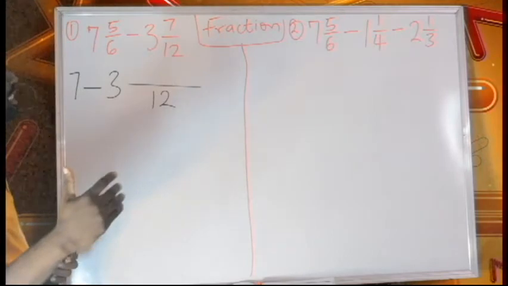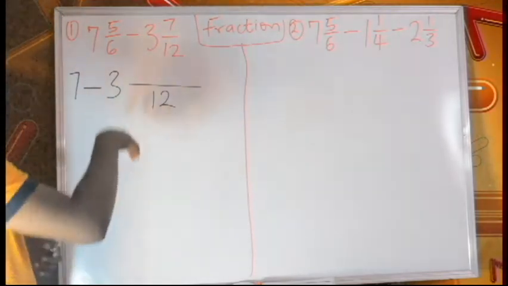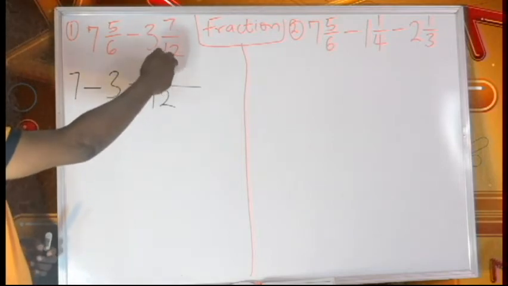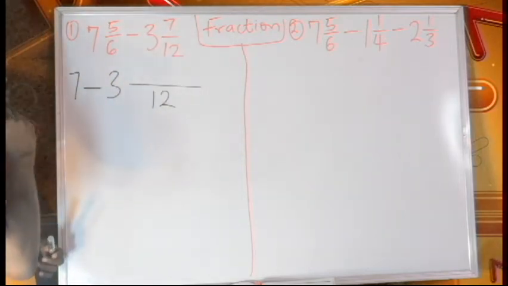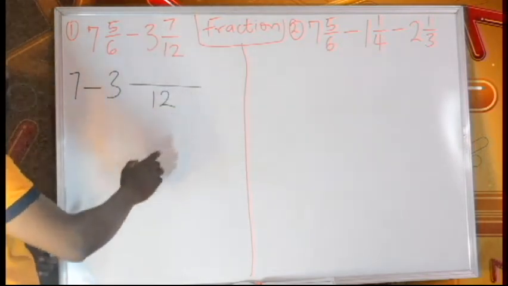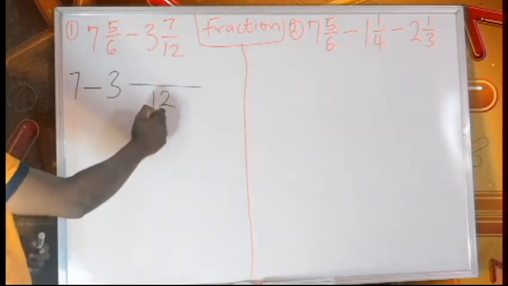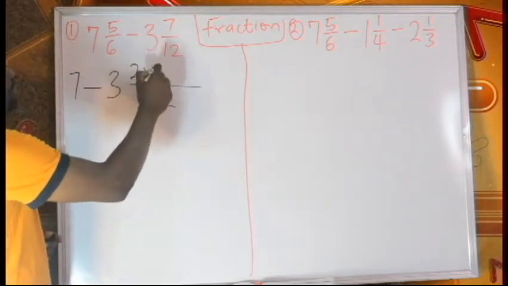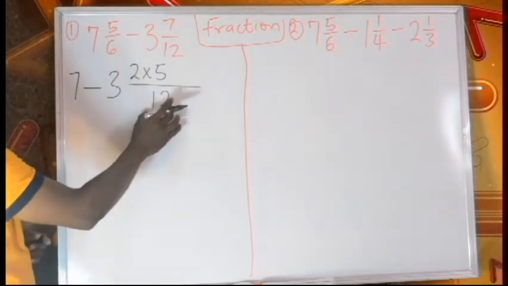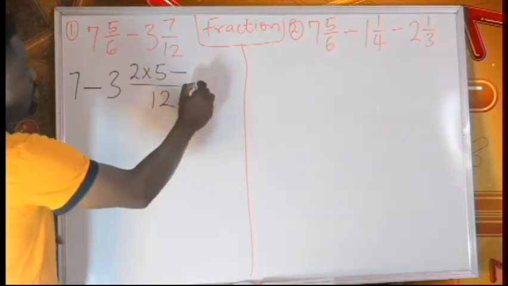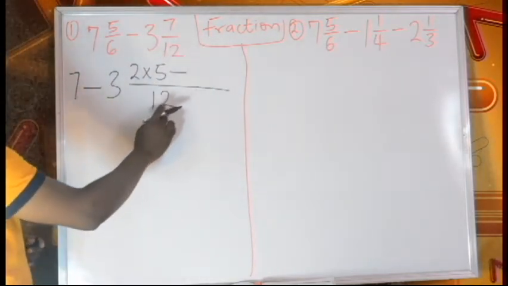But the easiest way to know the LCM: 6 is a factor of 12, and 12 can divide 12. So the LCM, the lowest common multiple of 6 and 12, is 12. 6 in 12 is 2, 2 times 5. Minus 12 in 12, 1.